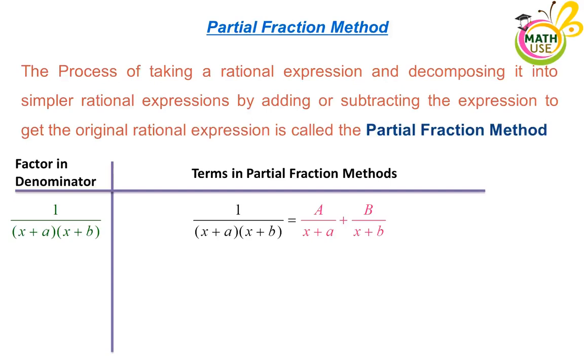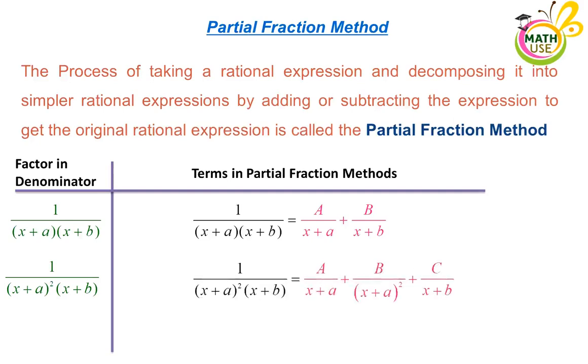Suppose you have another factor term like 1 divided by x plus a the whole square into x plus b. Then the expression in terms of partial fractions is A divided by x plus a, plus capital B divided by x plus a the whole square, plus C divided by x plus b.